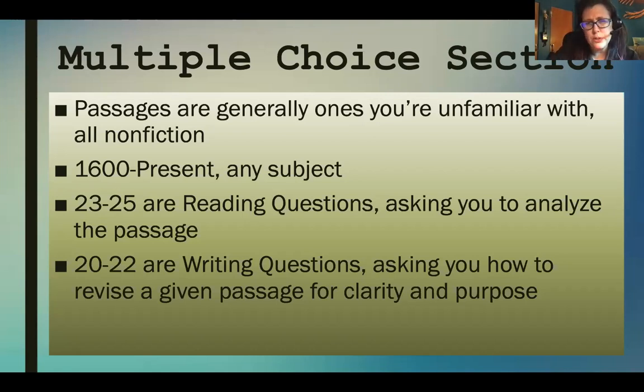Then 20 to 22 of them are writing questions. These are fairly new. Last year was the first year we were supposed to have them, but then of course we didn't. Those writing questions ask you to revise a given passage for clarity and purpose. And you saw some of those on your pretest too.